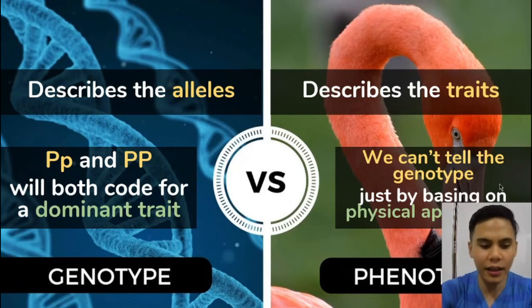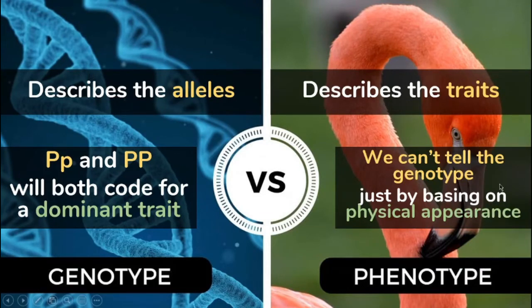As we saw earlier, there's heterozygous, meaning a dominant and a recessive, and homozygous, meaning both the same allele. So in this case, if we have heterozygous and homozygous dominant, so both of these, big P, small p, and both big P, they'll both code for a dominant trait. So that's a genotype. When we say big P and small p, or both big P, that's a genotype. Or the better way to say it is heterozygous or homozygous dominant.